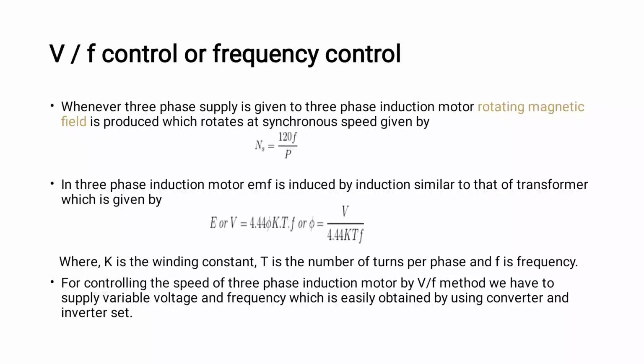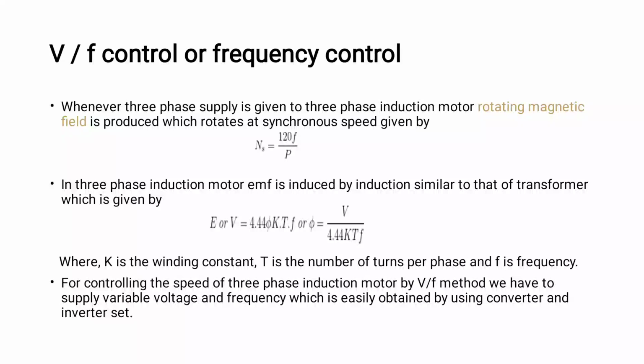So initially, V by F control or frequency control. As the name indicates, here the V by F ratio should be constant. Whenever a three-phase supply is given to a three-phase induction motor, a rotating magnetic field is produced which rotates at a synchronous speed, N equal to 120 F by P.